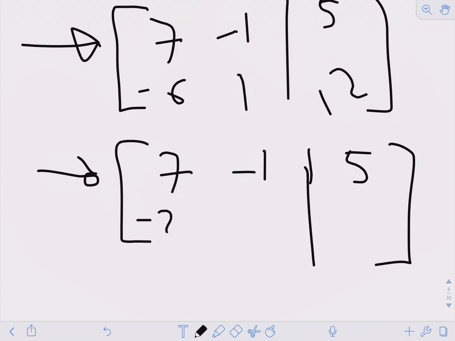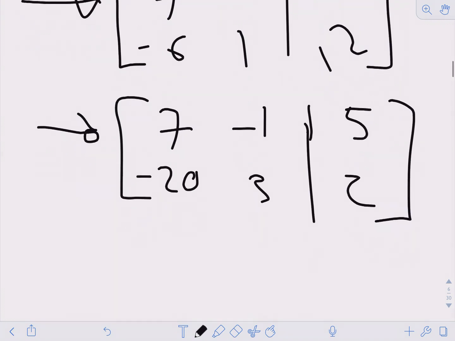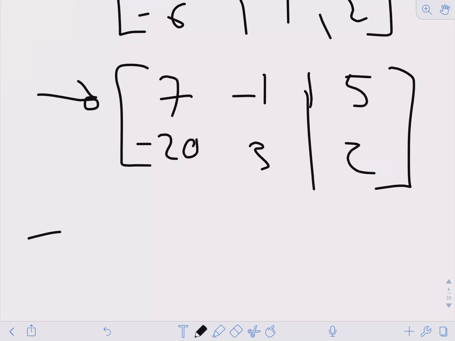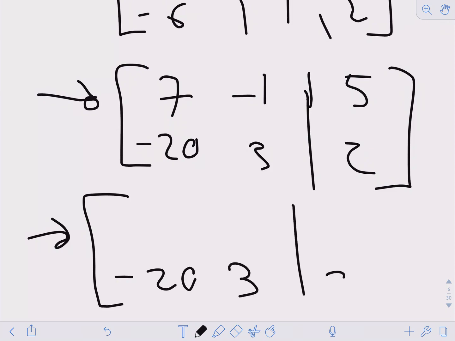Minus 20 and 3. 2, alright. Subtract 2 times the second row from the first row. The second row remains unchanged. I end up with the 1 here. 47 minus 7.